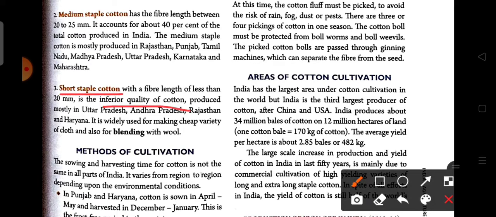That is why it is mostly used in making the cheap variety of cloths. That's why the inferior quality of cotton is only produced in a few states, that are Andhra Pradesh, Uttar Pradesh, Rajasthan and Haryana.